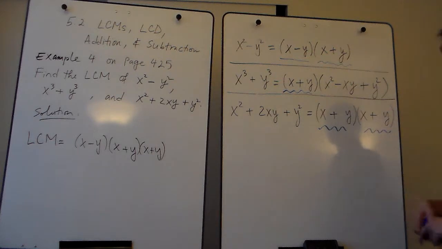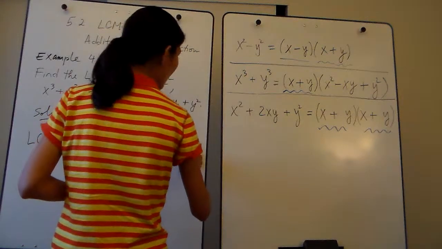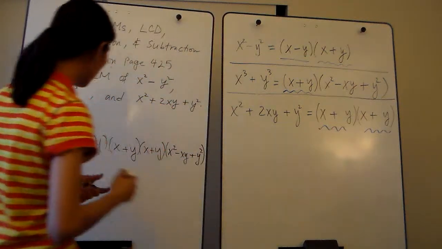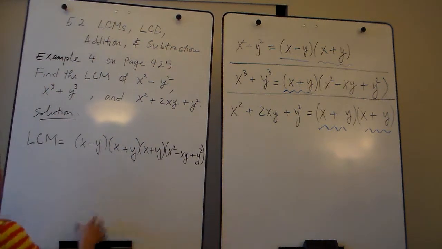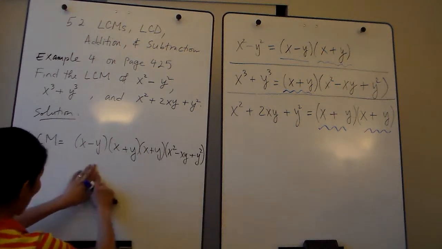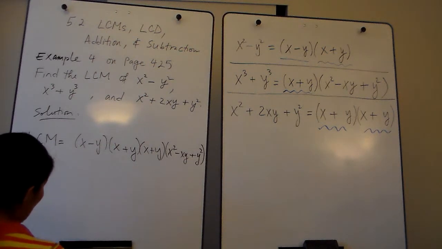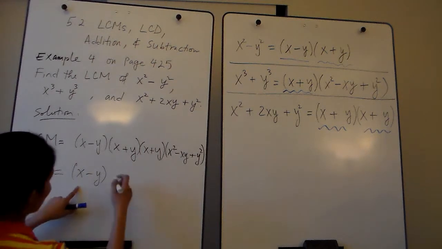And this factor only happens one time in this second expression, and it does not occur in this first expression or third expression. So I would include this x squared minus xy plus y squared. Okay? And this is how you factor it out. These factors belong to the LCM, and the answer is this. You can write this as the answer, or you can write this as the answer. This is the equivalent form, okay? I want to write this to match the answer in your book.